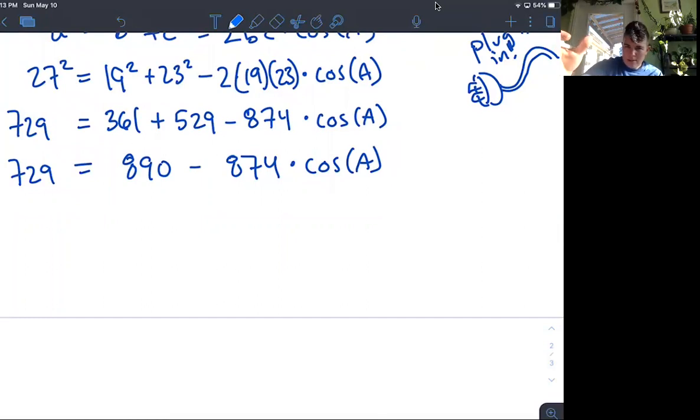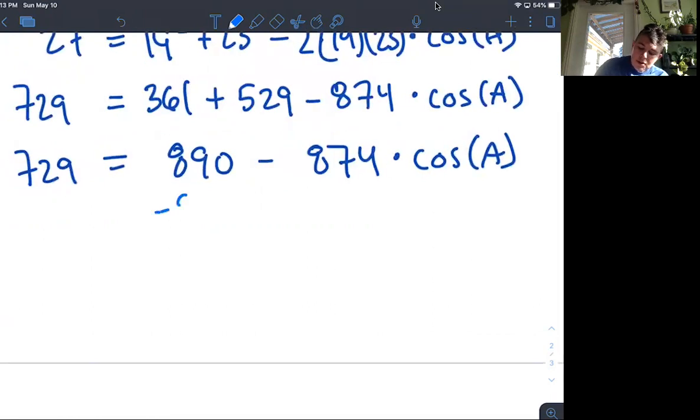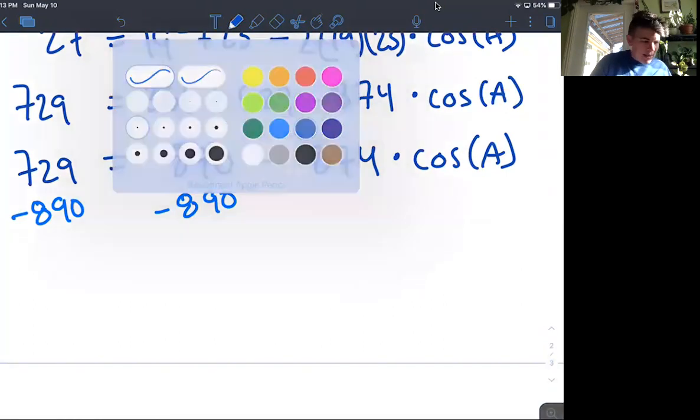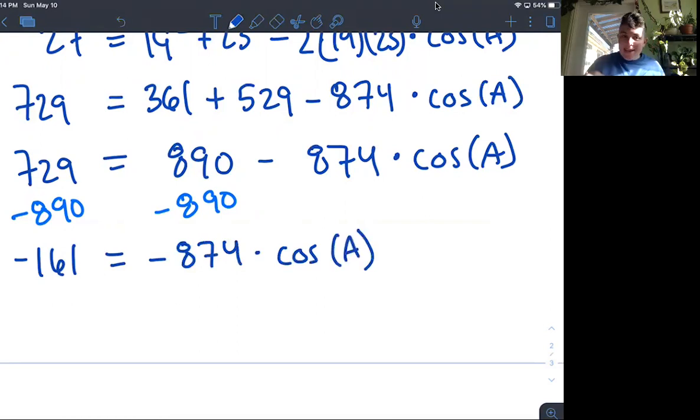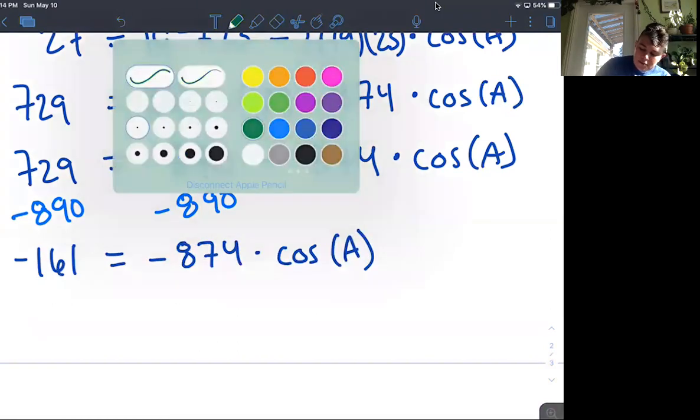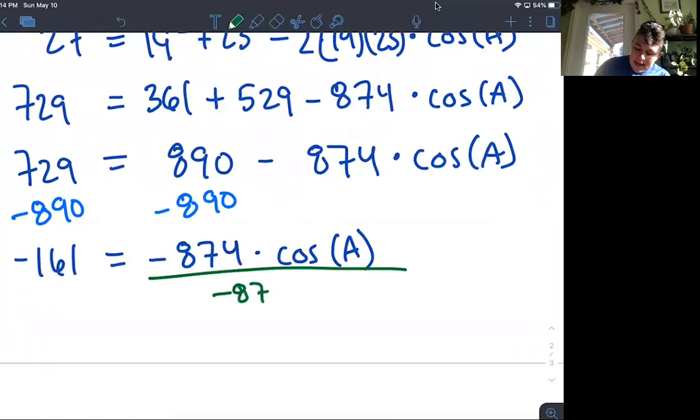It's not a race. Okay, so what I'm going to do first is subtract 890 from both sides. 729 minus 890 is negative 161 equals negative 874 times the cosine of A. Now I'm going to divide both sides by negative 874. Those go away.